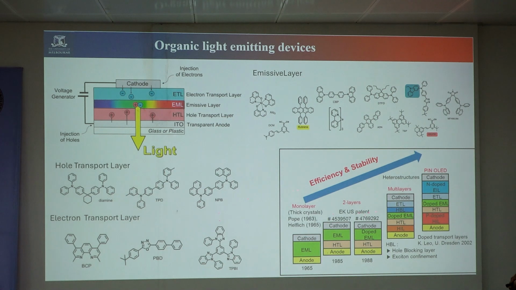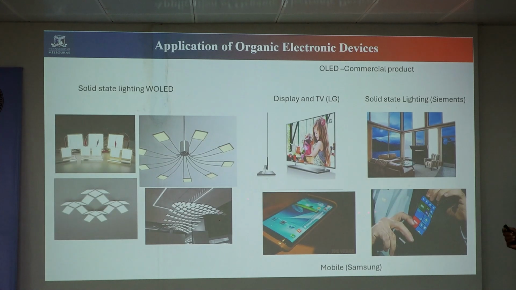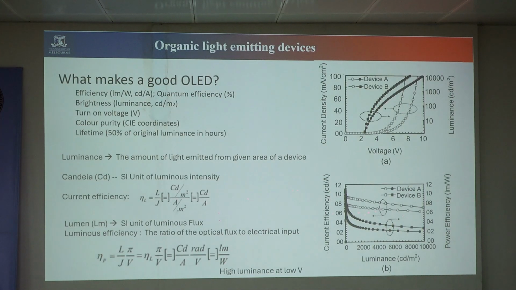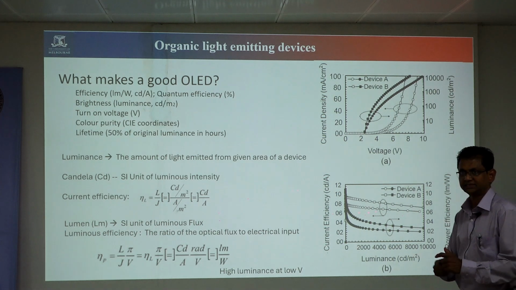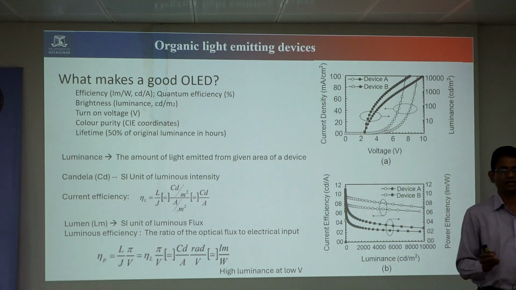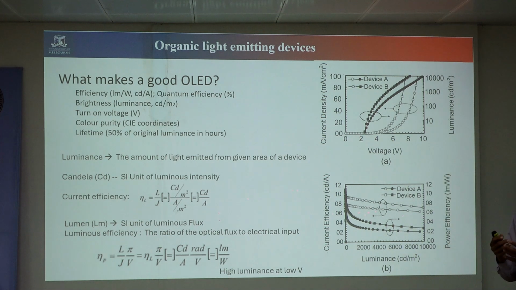So these are all the evolution of the device fabrication. Development happened from solid state lighting to different devices. Now the champion is mobile, where we have iPhone and Samsung mobiles. Okay, we saw the mechanism and the materials, and now we see how we define the performance.